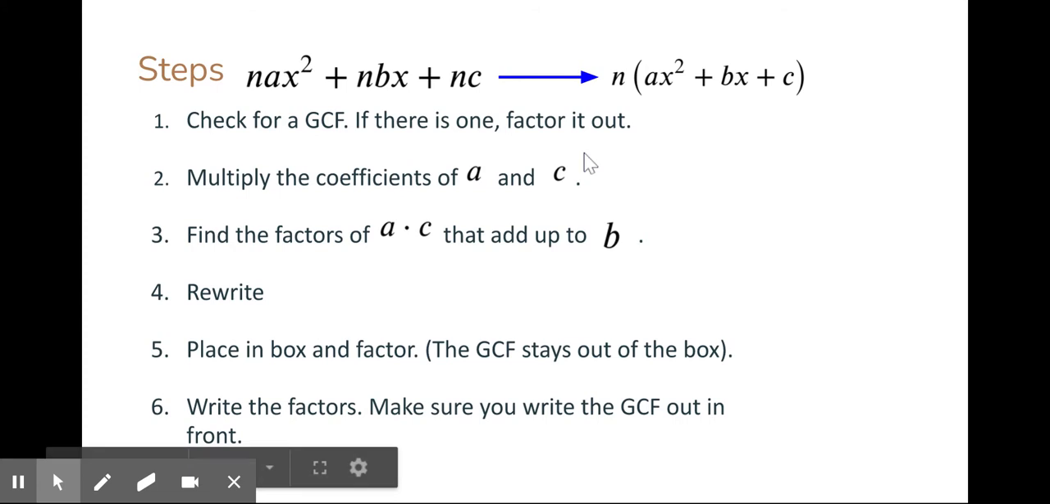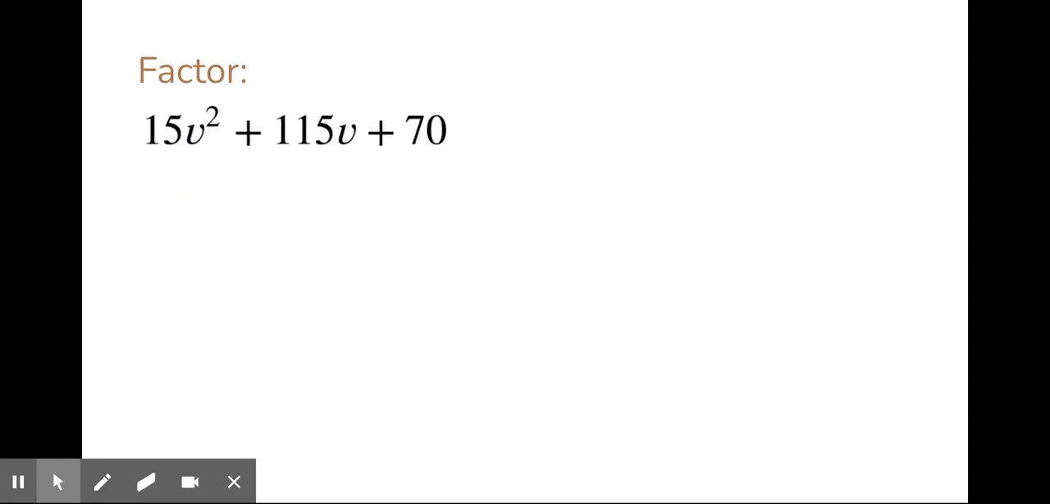So here's the steps. You first check for greatest common factor. If there is one, factor it out. And then multiply the coefficients of A times C, and then find the factors of A times C that add up to B. Rewrite, place in the box and factor, and then write the factors. Make sure you write the greatest common factor out in front. So let's first look at this one.